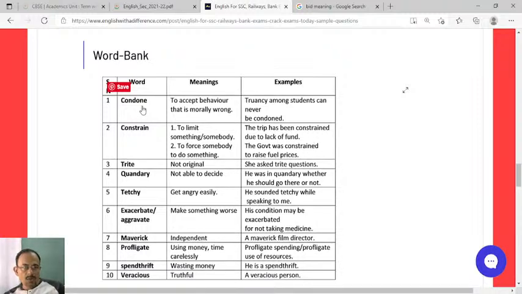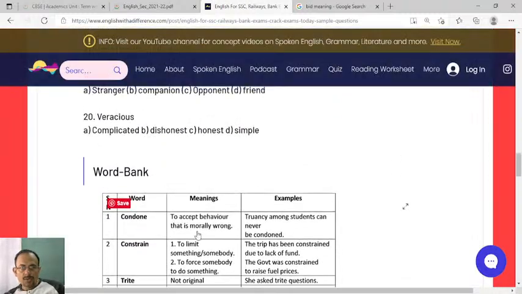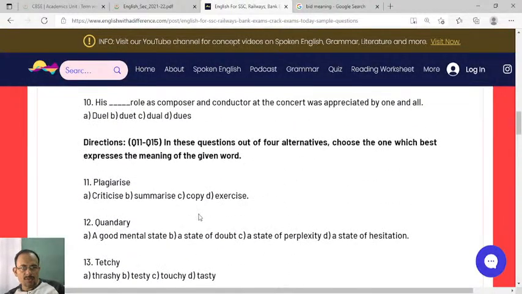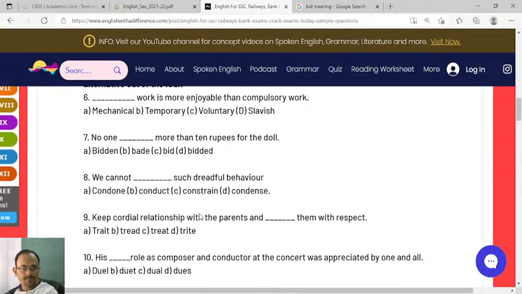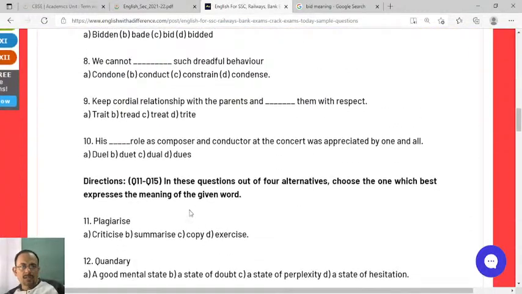So we have learned condone, constraint. Now you tell me what can be the answer of the word, this one. We cannot dash such dreadful behavior. Condone, conduct, constrain, condense. Question number 8. What is your answer? Question number 8. So tell me, dear students, I've explained the meanings of both condone as well as constraint. Now you tell me the answer.